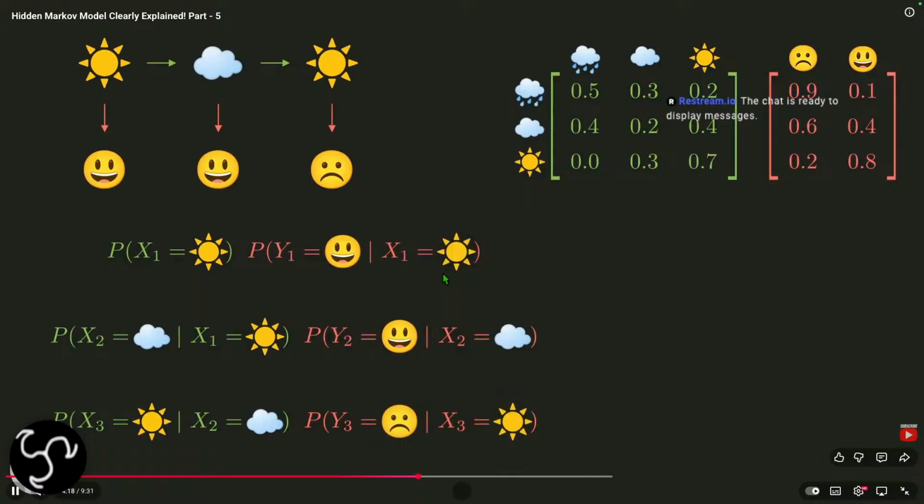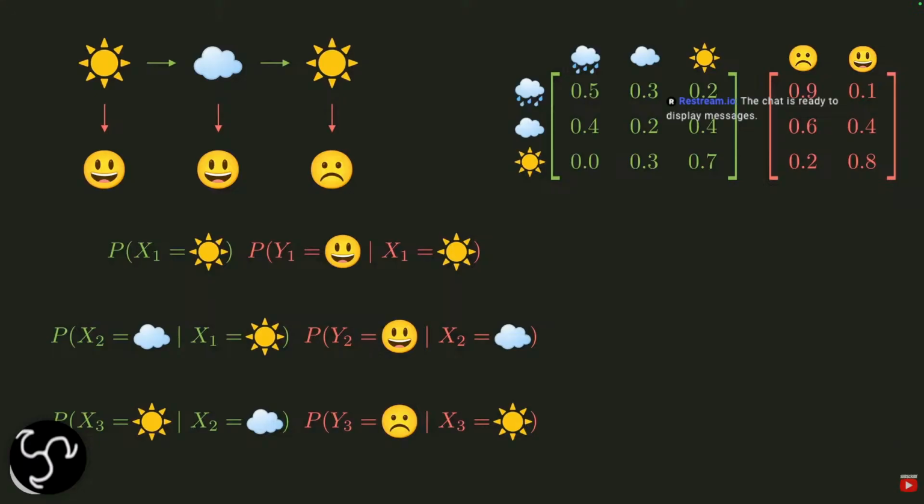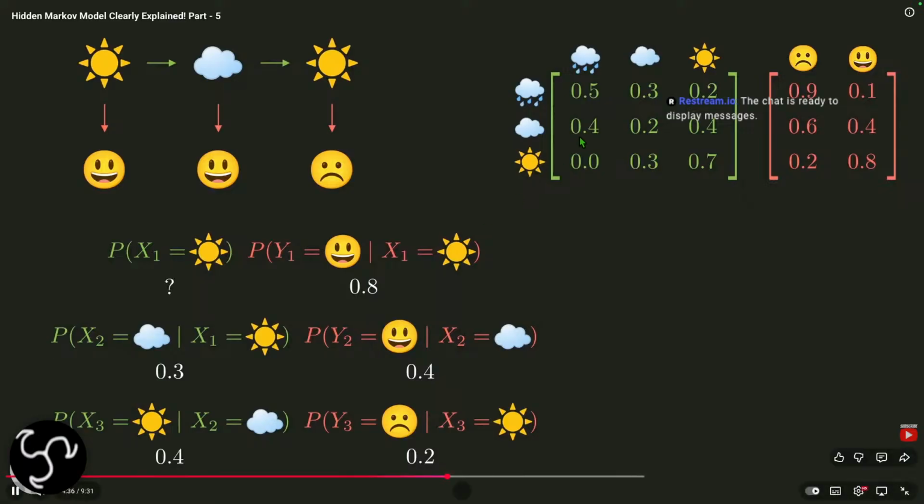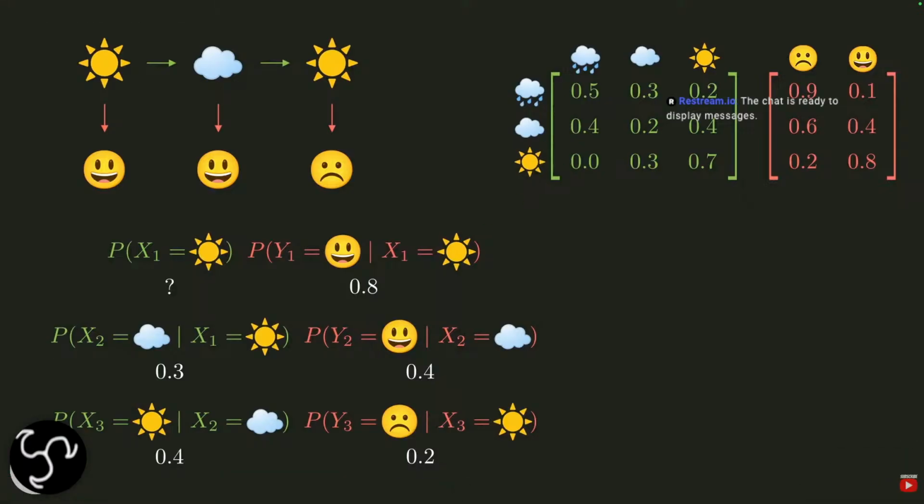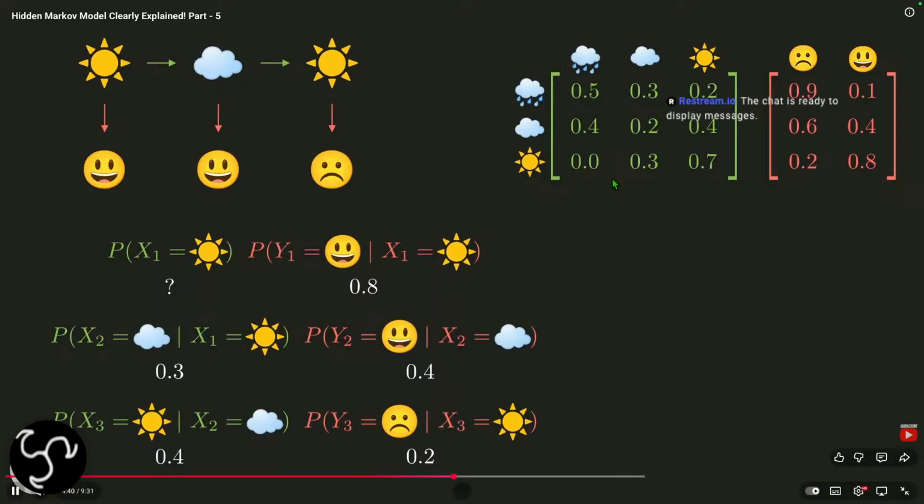Terms. Please bear with me till the end to understand the underlying mathematics. We can fill the red terms from the emission matrix and the green ones from the transition matrix. But what about the first term? How can we find the probability of the first state? Yes, we need the stationary distribution of the Markov chain for that.